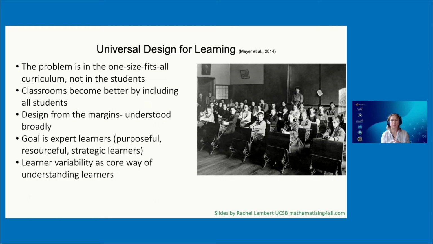In Universal Design for Learning, we don't look for the problem in any of these individual kids. We look at the entire setup and the design of the learning experience. That can be the space, the curriculum, rules, norms. Those are the things that we change and transform so that kids can succeed, and that classrooms become better if we include all kids. The one term that we use a lot in UDL is design from the margins, meaning that if we think about the experiences of those that the classroom is really not working for, we can make it better for everybody.